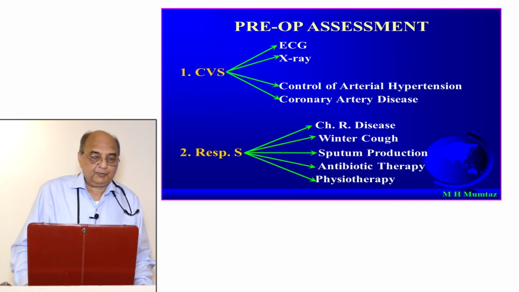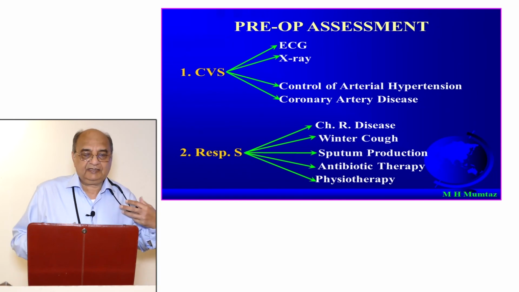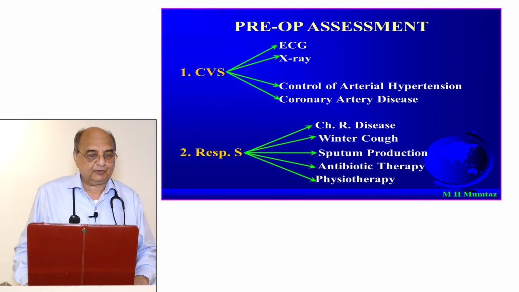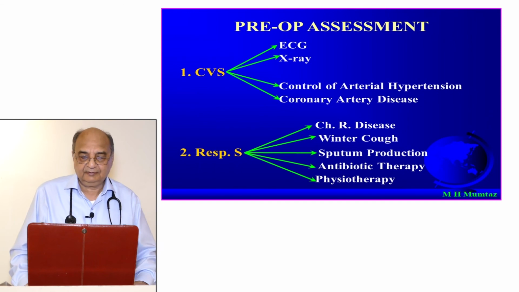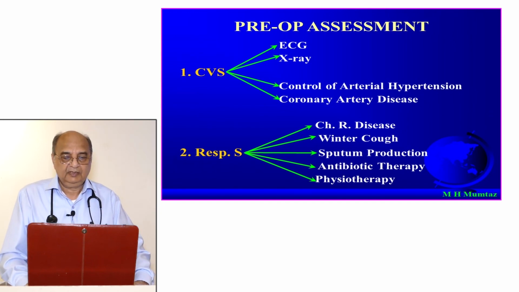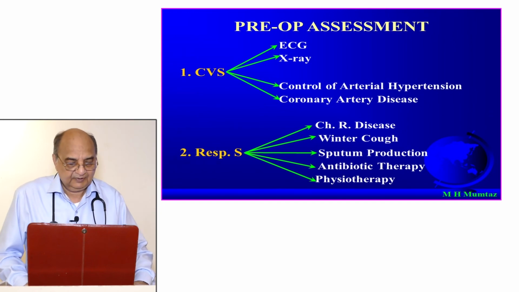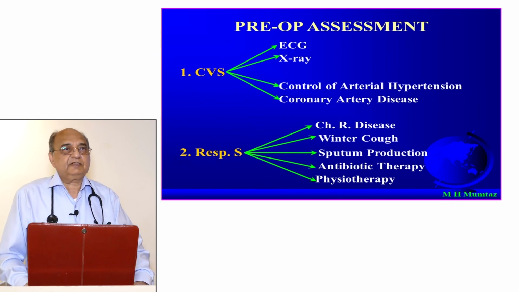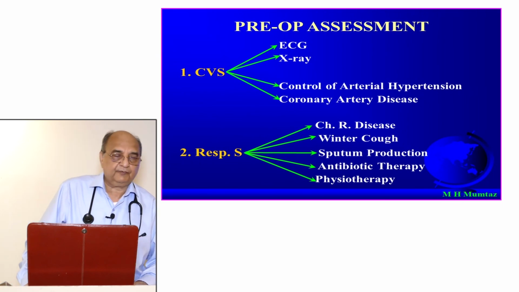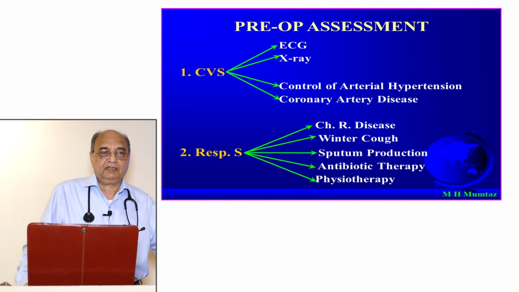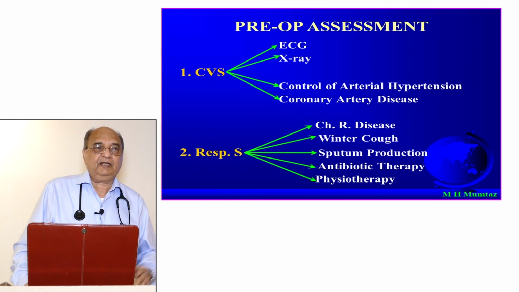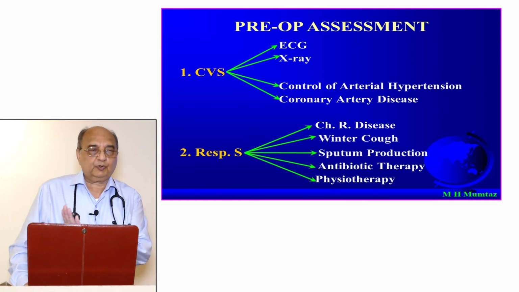Now, pre-op assessment. As usual, we look at the cardiovascular system, ECG, X-ray, control of arterial hypertension, and coronary artery disease. And if there is any coronary artery disease, whether it needs to be treated first, or whether this neurosurgical emergency is there, or it is a planned operation. And accordingly, you control these things.